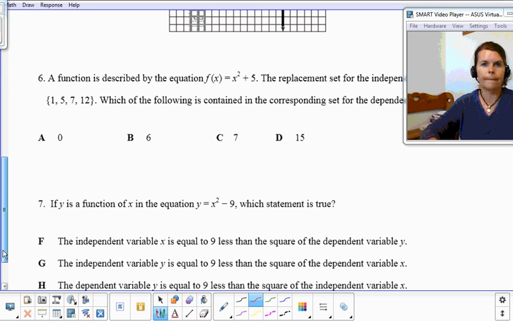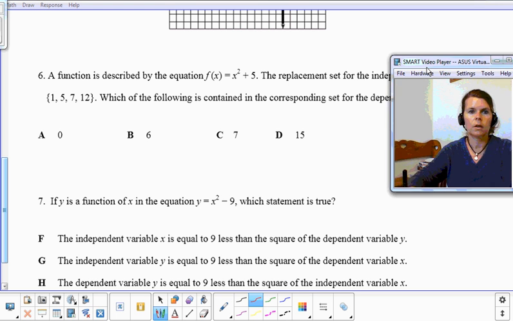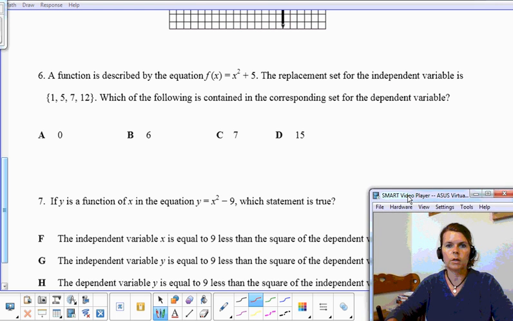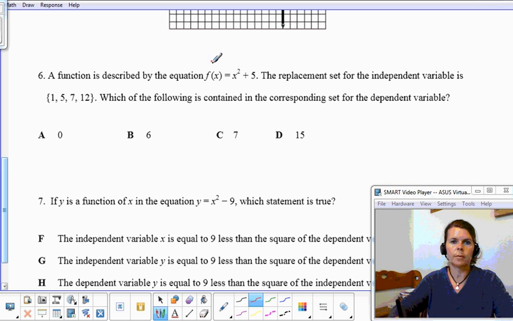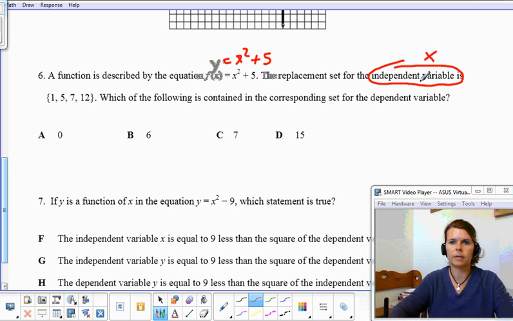Alright, number 6. So a function is described by the equation f of x equals x squared plus 5. So remember, this is just y equals x squared plus 5. The replacement set for the independent variable, x is the independent variable, is 1, 5, 7, 12. So you have 1 is x, 5 is x, 7 is x, 12 is x. Those are just some examples. Which of the following is contained in the corresponding set for the dependent variable, which is y? So what you need to do is take 1, 5, 7, 12, plug it in for x, and you need to show it on your paper.